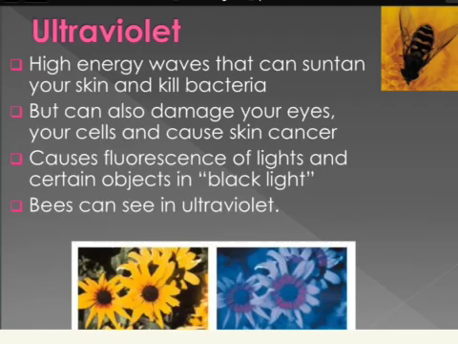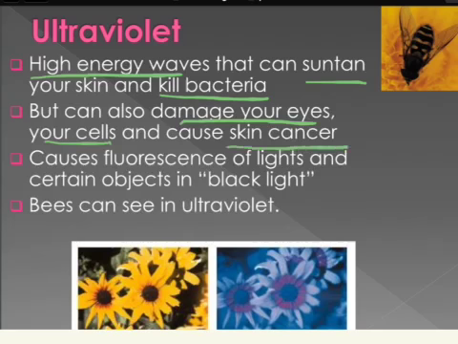All right, just beyond the visible range is what we call ultraviolet light, and you've probably heard of it, UV. We always call it UV around here, and it is high energy waves, and we use it, of course, to tan our skin, which isn't necessarily healthy, and also it kills bacteria. It is damaging to our eyes. That's why we need to wear sunglasses. It's damaging to your body cells, and it can cause skin cancer, along with, of course, suntan and sunburn.